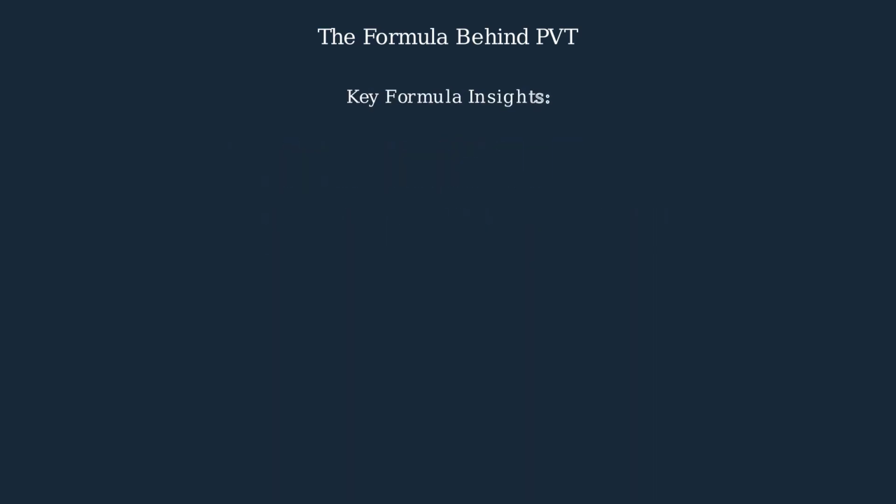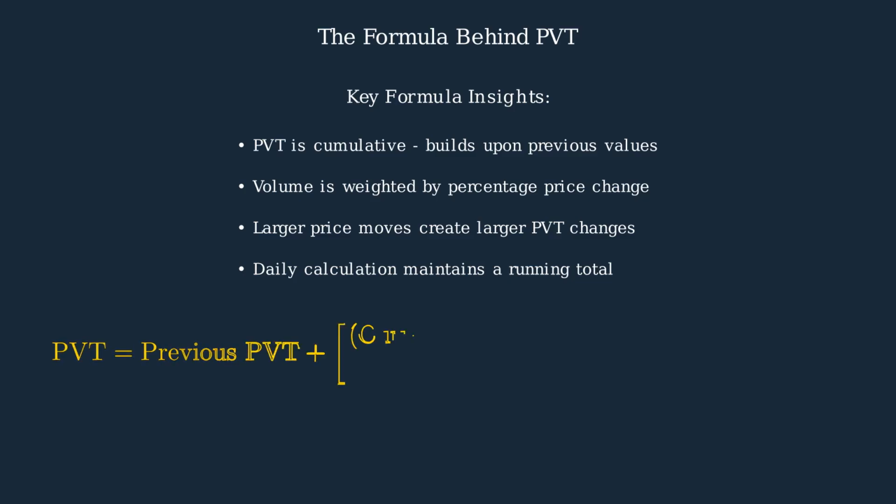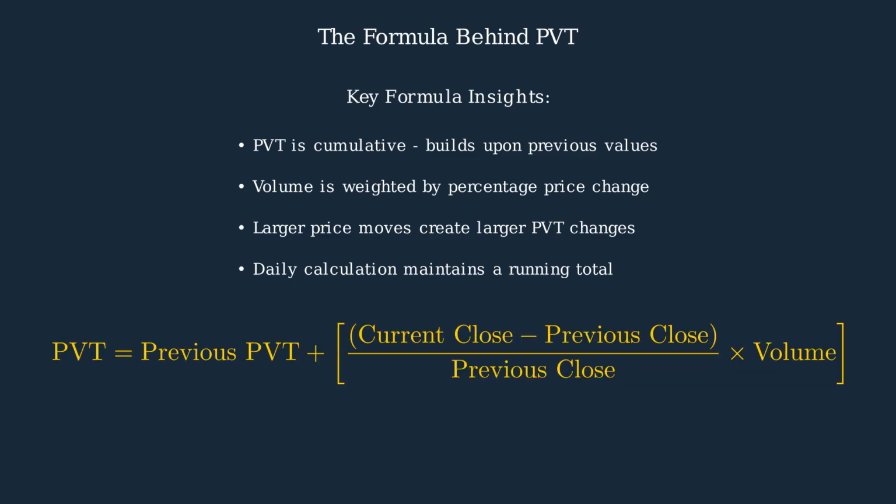The PVT formula offers several key insights. It's cumulative, building upon previous values like a running total. The formula weights volume by the percentage price change, so larger price movements have a more significant impact on the indicator. This formula creates an indicator that combines price movement with volume, giving us insight into the strength behind price trends.